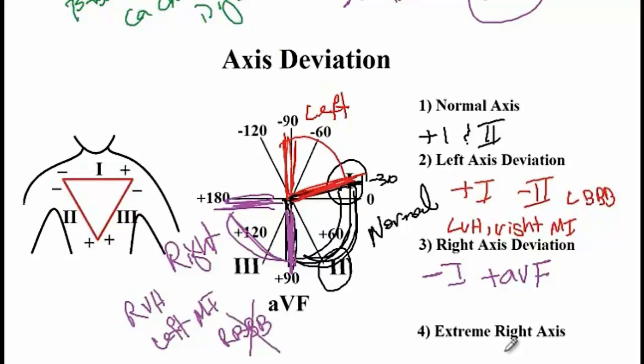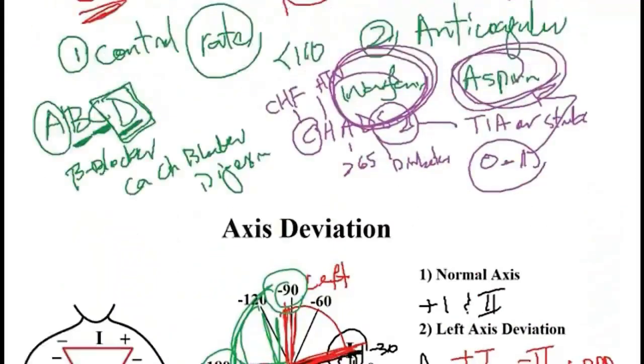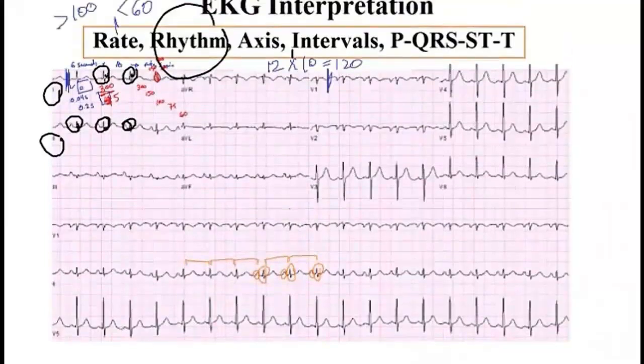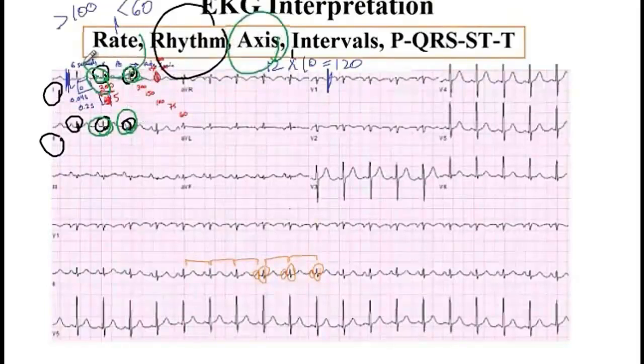And then finally, you have extreme right axis, which would be negative in lead 1 and negative in lead 2 as well, and that corresponds to minus 90 to 180. And so that would be right here. It's really hard to interpret what's going on in these patients, and you do not need to worry about how to interpret those for your examination purposes. So back to the EKG that I have here. This patient, as we discussed, has an upward QRS in both lead 1 and lead 2, and so that is a normal axis. So this patient so far was tachycardic, normal rhythm, normal axis.